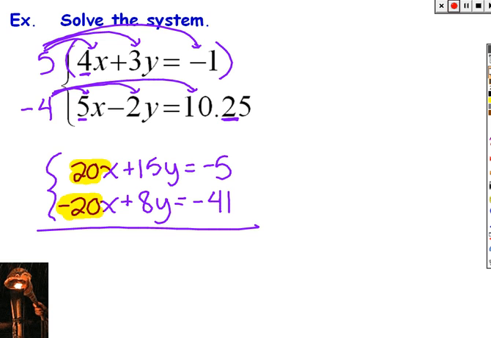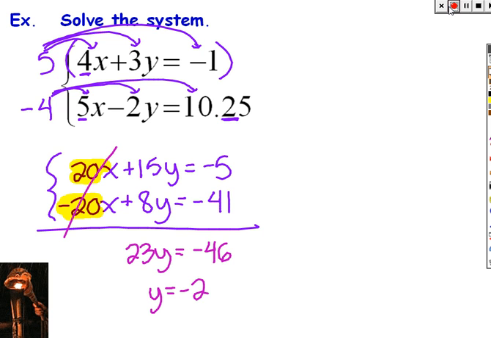If I add down, the x's cancel. And on the y's, I'd have 23y. So if I add the left side of the equation, I'm just left with 23y. If I add the right side of the equations, I would have negative 46. And then if you divide each side by 23, y would be negative 2.